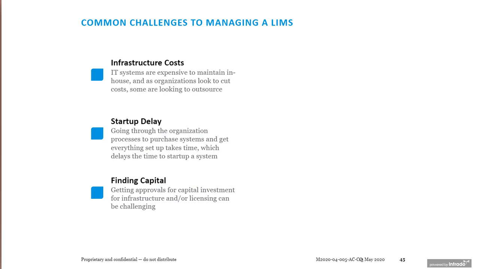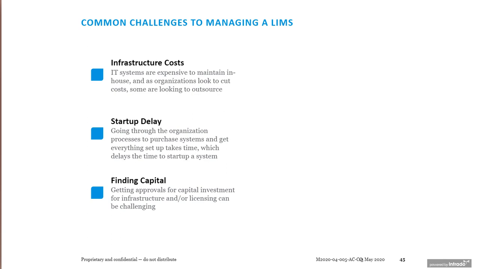Now, when we go to our customers, we hear some challenges that they face in implementing LIMS themselves. So first, for example, is infrastructure costs. IT systems can be expensive to maintain in-house, and some organizations are looking to cut costs, especially by outsourcing the infrastructure costs. And this is really driven, if you notice, the cloud revenues that a lot of organizations in the past, the infrastructure used to be on-premise, and there would be huge capital investments to build out data centers. But now increasingly, customers are relying on the cloud providers out there and using cloud systems.